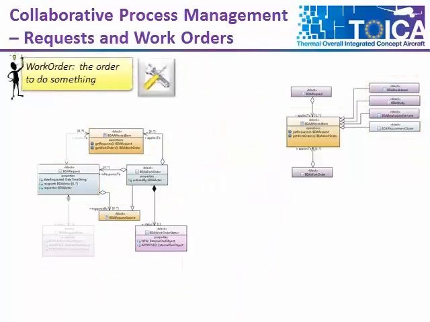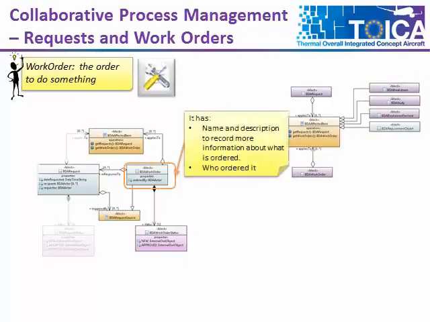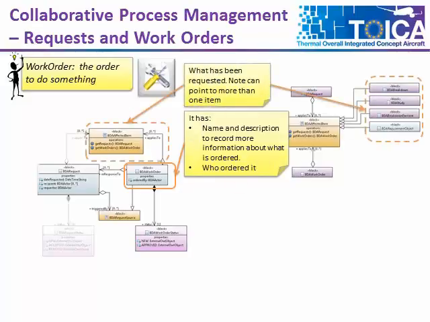The work order is the order to do something. The work order has a name and a description to explain more about what is ordered and also who ordered it. It applies to objects. There can be 0 or many of these, and it's the same type of objects that the request can apply to. Note, it doesn't have to point to anything because at the time of the request, the thing being requested may not yet exist. It can also point to more than one thing.